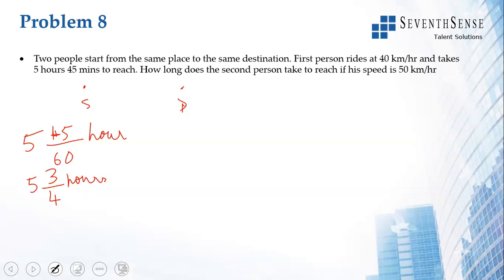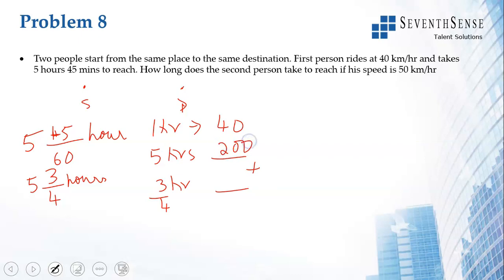So in 1 hour, this person covers 40. So let us split that into 5 hours and 3 by 4 hours. How much does he cover in each? And then you have to add these two. So I am doing 5 hours, then I am doing 3 by 4 hours. In 5 hours, he is covering 200, right? 1 hour is 40, 5 hours he will cover 200. 3 by 4, how much is the distance covered? 3 by 4 into 40, you get 30 kilometers. So total distance covered by the first person is 200 plus 30, 230.